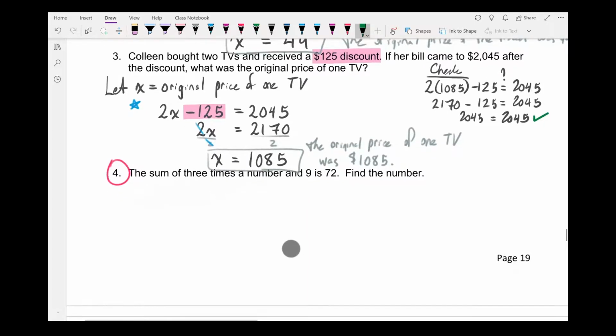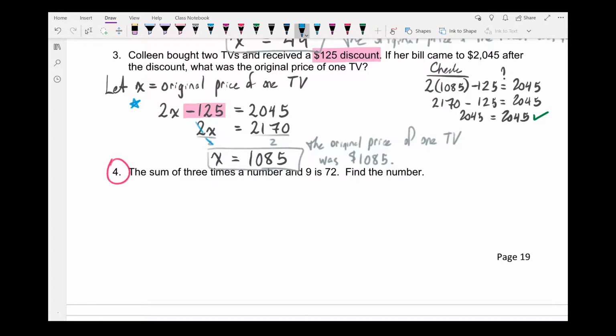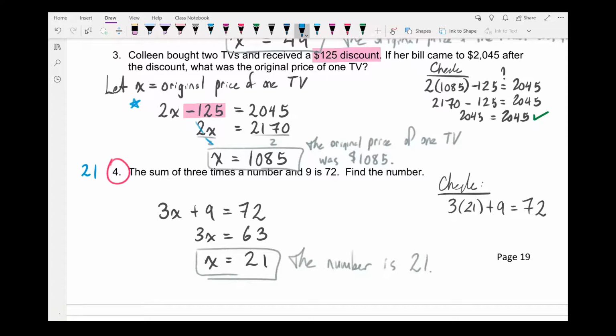Number 4, I'm going to let you do yourself. The final answer that you should get is 21. So pause the video and give that question a try, and then I'm going to post the solution here, which you can look through yourself. And here we go. The sum of 3 times a number and 9 is 72. You work it out, you end up getting the number 21, and you can check it. It turns out that it does check out, so that's a big green check mark on that one.